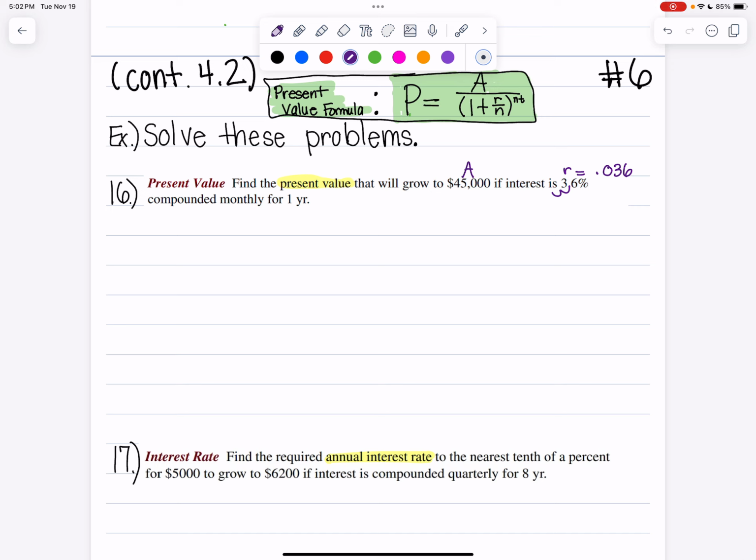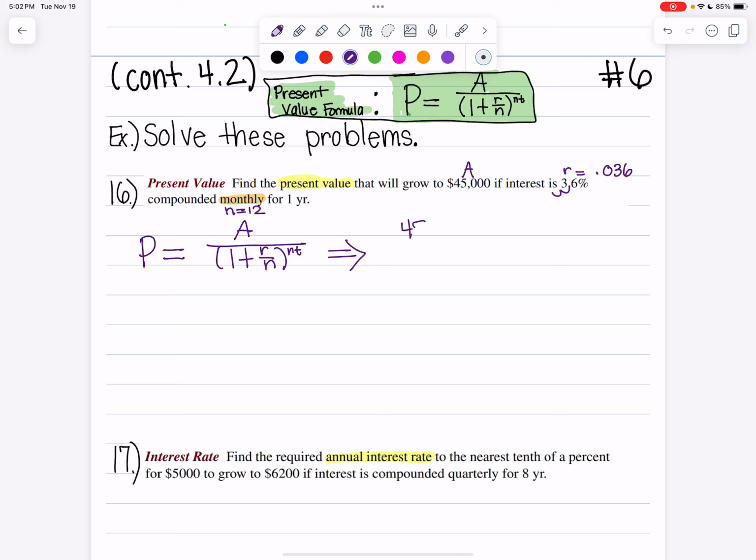Compound monthly. Here's the other keyword right here, monthly. Remember, that gives you an N. And that means N is 12. Okay? That means N is 12. Right? So we have everything. Let's substitute it in. P equals A divided by, and I'm going to just write this whole thing out, 1 plus r over n raised to the nt. Now, let's plug it in.